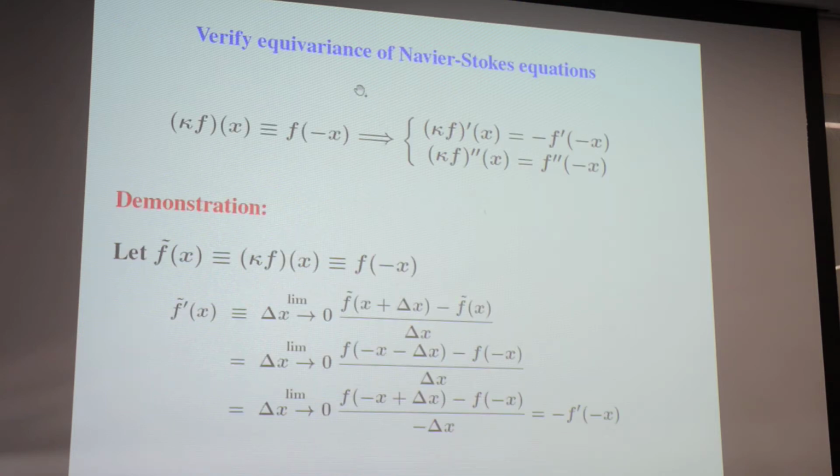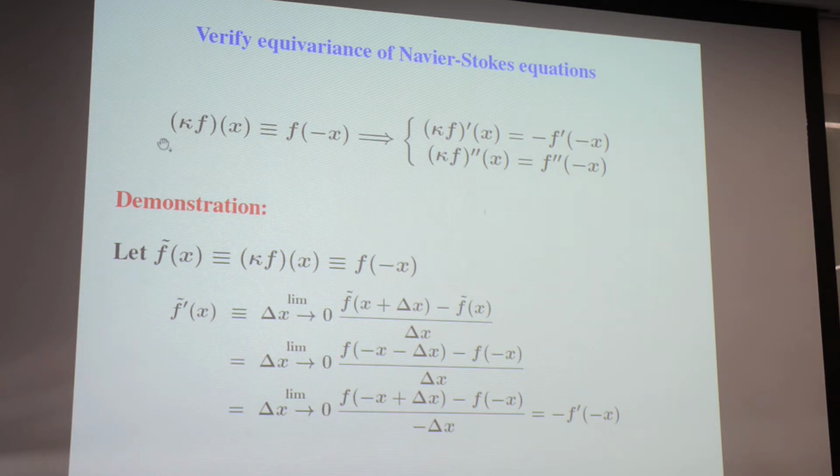We can now verify the equivariance of the Navier-Stokes equations. Okay, and this is going to be, again, a lot about notation. Let us first look at what happens to derivatives. Let's forget about Navier-Stokes equations for the moment. Let's just talk about functions, f of x.